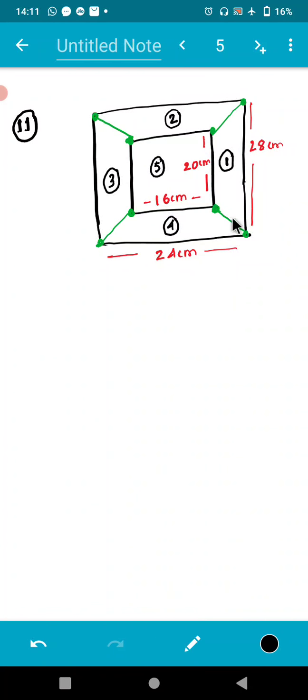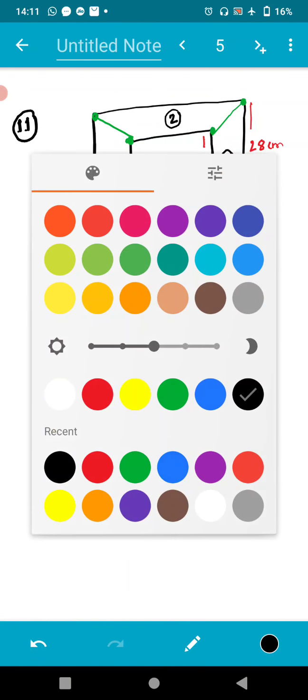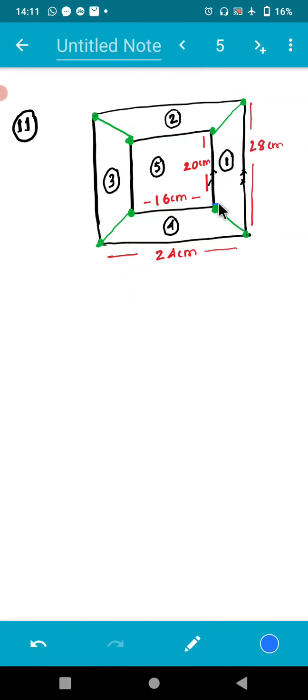So, if this is a trapezium, then these two sides will be parallel to each other. Fine. So, you see, the parallel sides are given, but what about the distance between the parallel sides? What about this part? What about this length? So, how to get it?